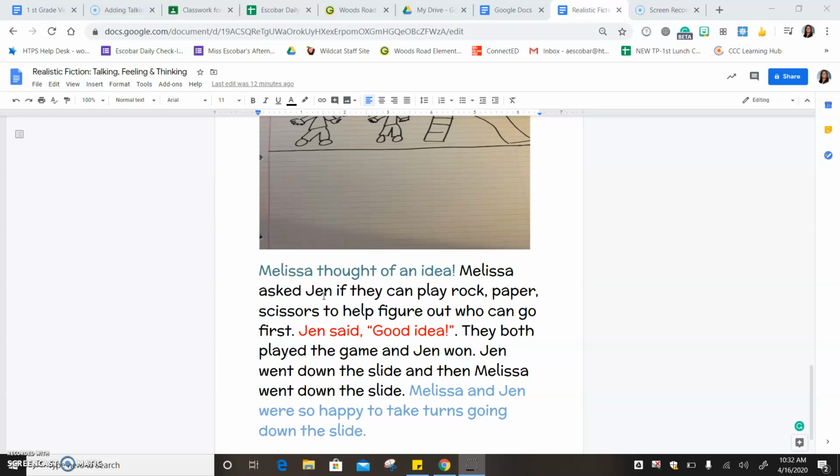So, like I said, your assignment today is to see if you can add two of these three things. If you can add talking and feeling, feeling and thinking. Maybe you've realized that you added all three, and that's great. And it's always good to go ahead and read your writing again, right? All right, first graders, go ahead and start rereading your writing today. I can't wait to see it.